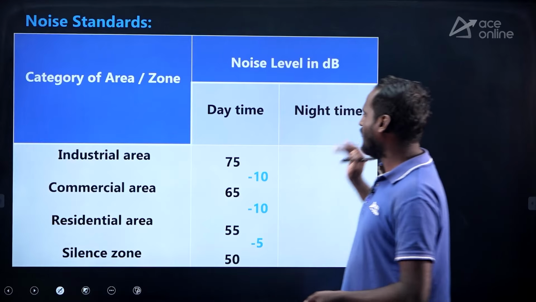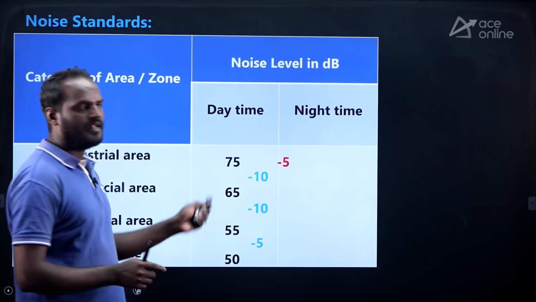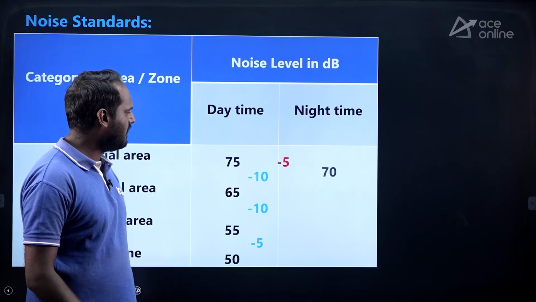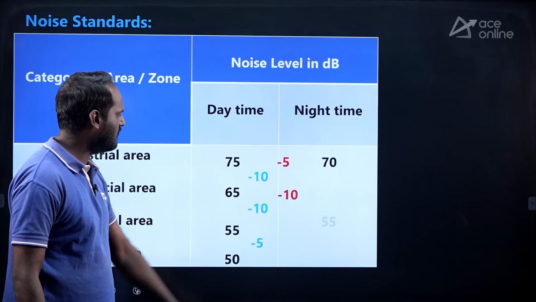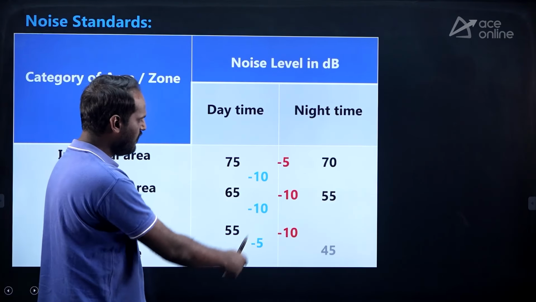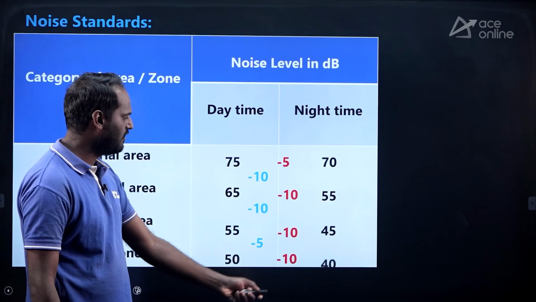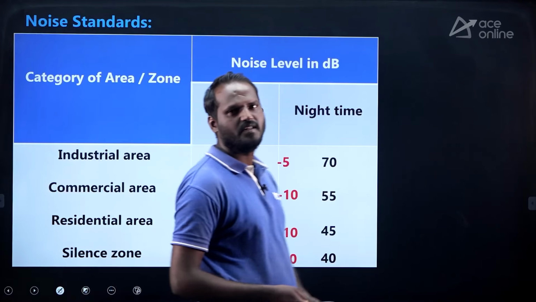For the nighttime values, top 5, remaining all 10. Top 5, 70, remaining all 10, 65 minus 10, 55, 55 minus 10, 45, 50 minus 10, 40. Very easy to frame this table.